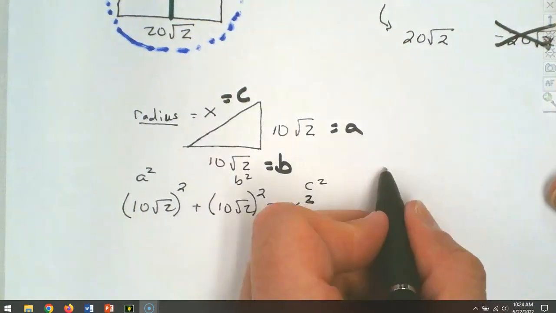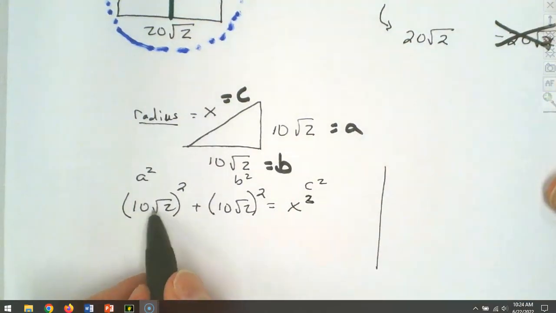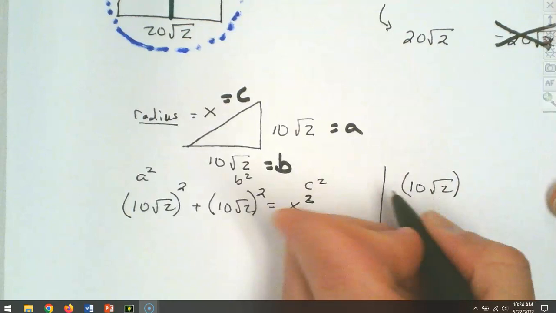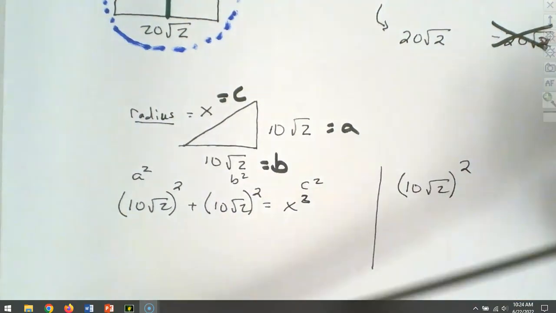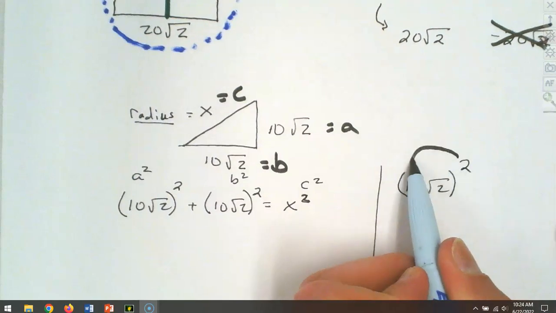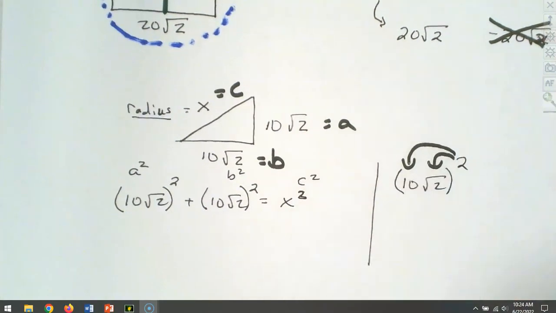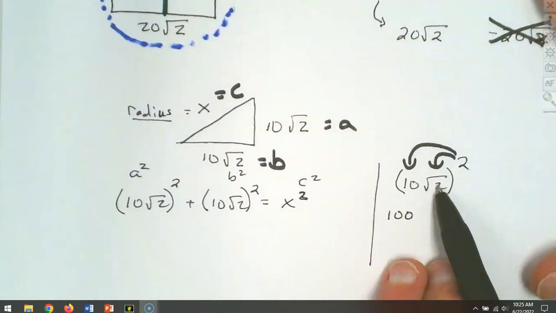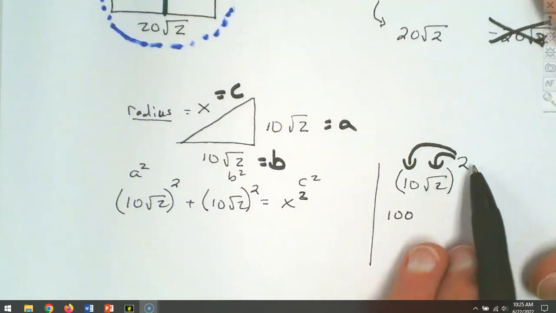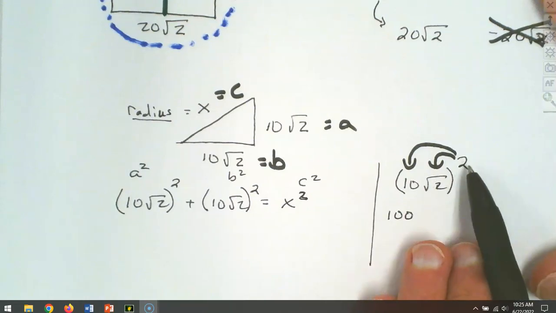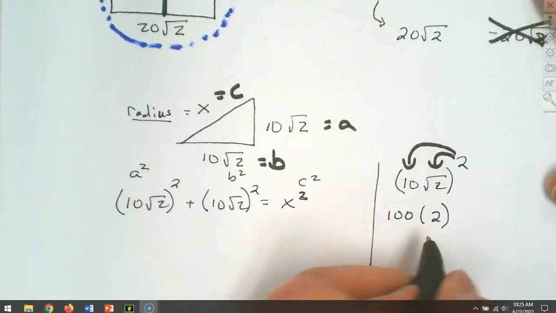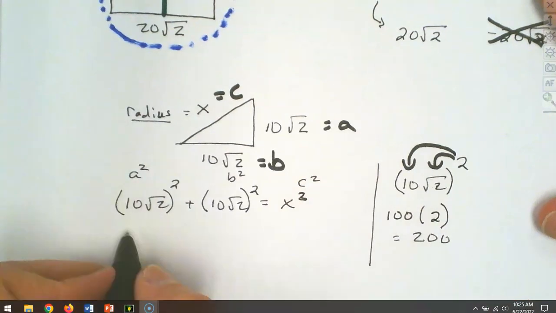How do we handle squaring this 10 square root of 2? Well, let's see how that's going to work. So 10 square root of 2, we're going to square it out. I'm going to do this over to the side so you can see what's happening. That square has to be distributed through. So what about 10 squared? Well, 10 squared is going to be 100. Now, what happens when you square a square root? We've talked about this numerous times. When you square a square root, those are opposites. So when you square a square root, it goes away. And that leaves you with that 2. And then 100 times 2 is then 200.